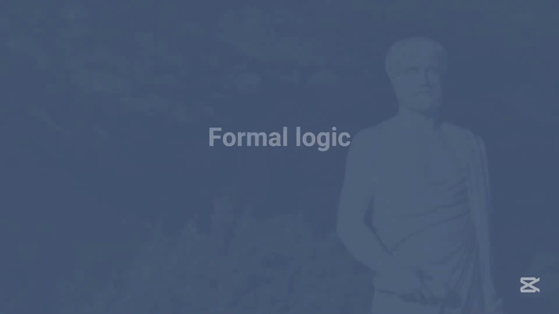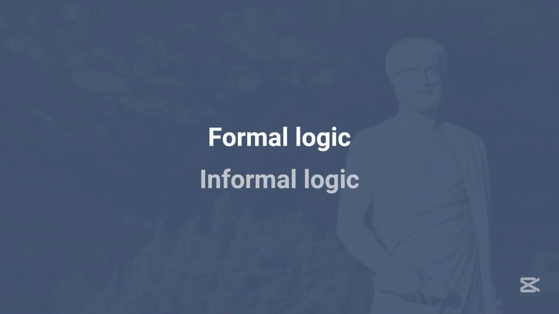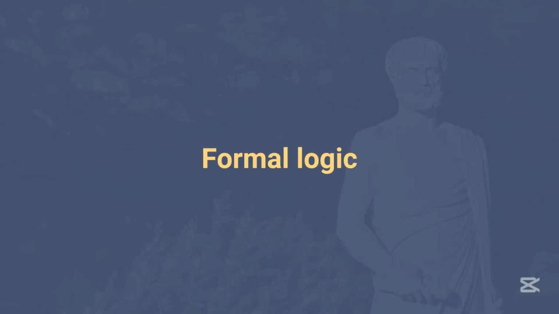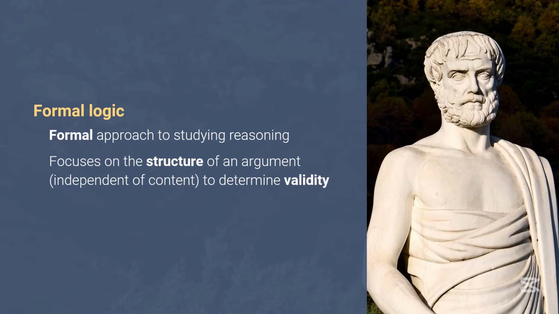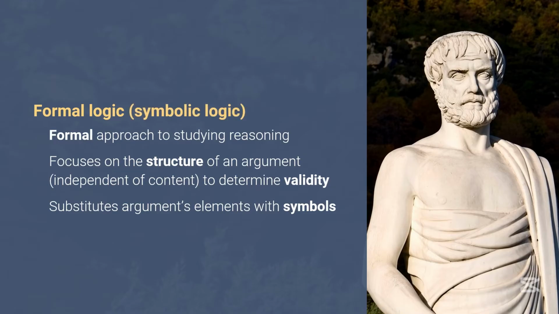The study of logic includes both formal and informal logic. Traditionally, formal logic is considered the dominant field, with some logicians restricting the study of logic only to formal logic. Formal logic, as its name suggests, uses a formal approach to studying reasoning. This means that it focuses on the structure, or form, of an argument, independent of its topic and content, in order to determine whether it is valid or not. In doing so, it substitutes an argument's elements with symbols, so that it can examine its form more concisely and clearly. Because it uses symbols, formal logic is also called symbolic logic.